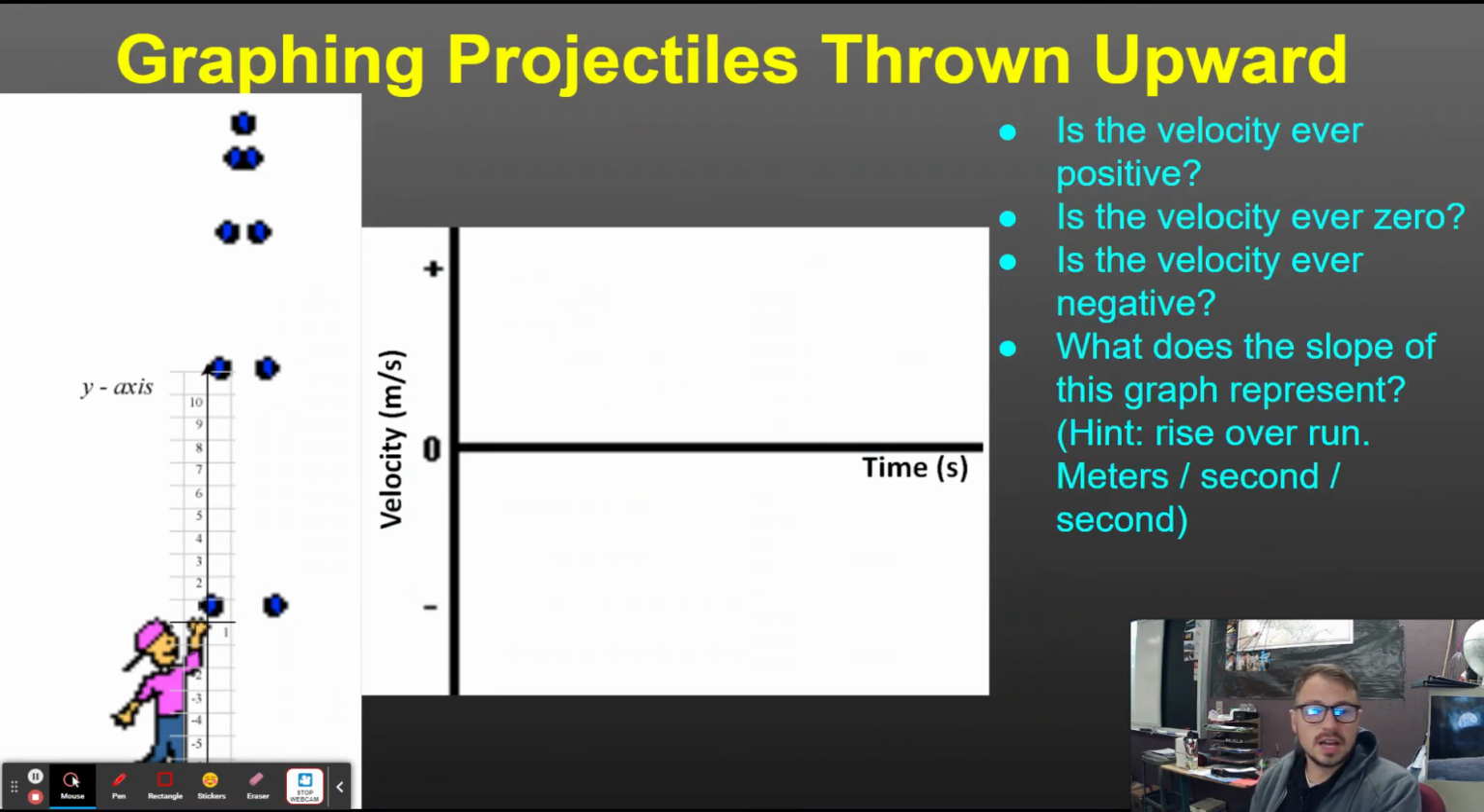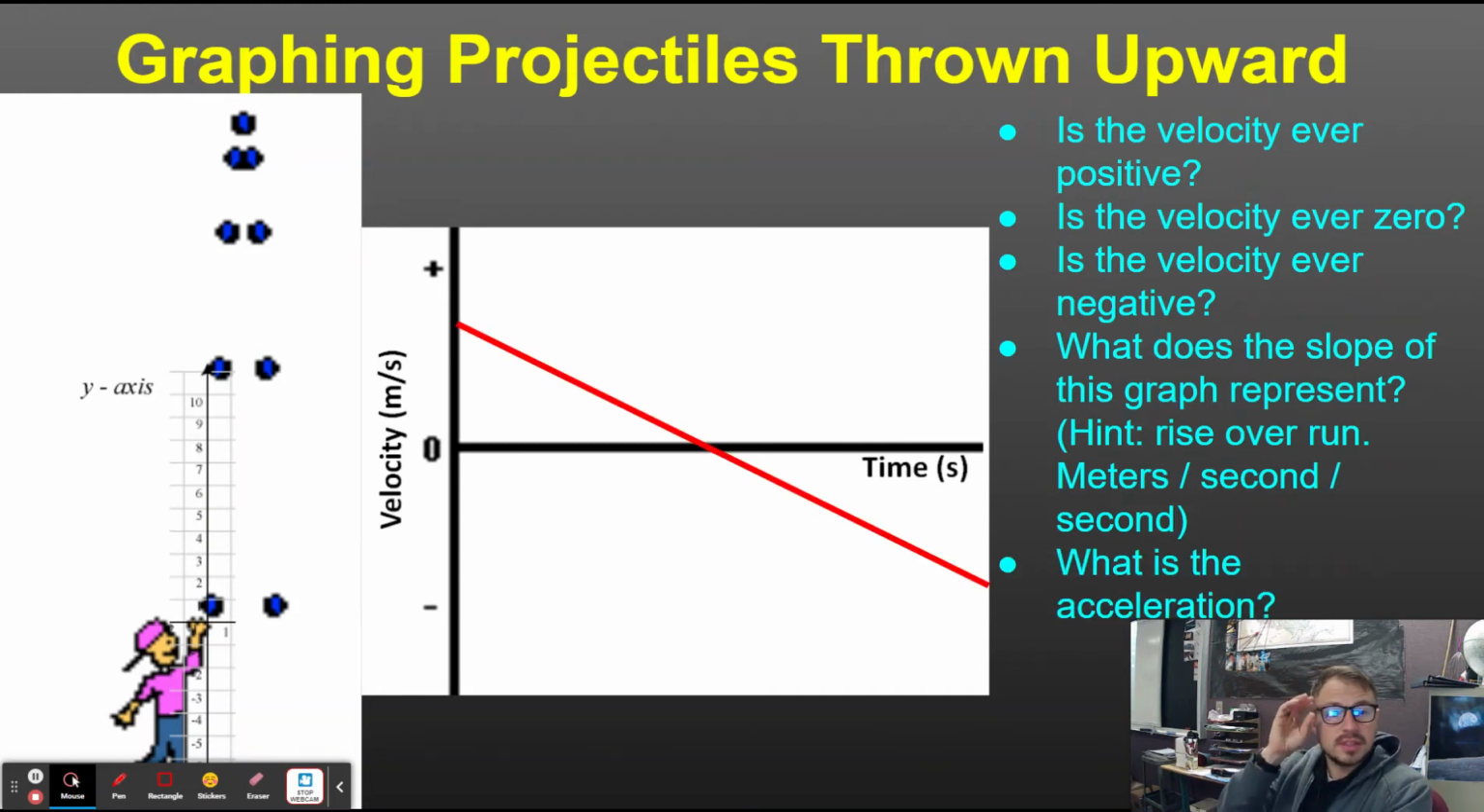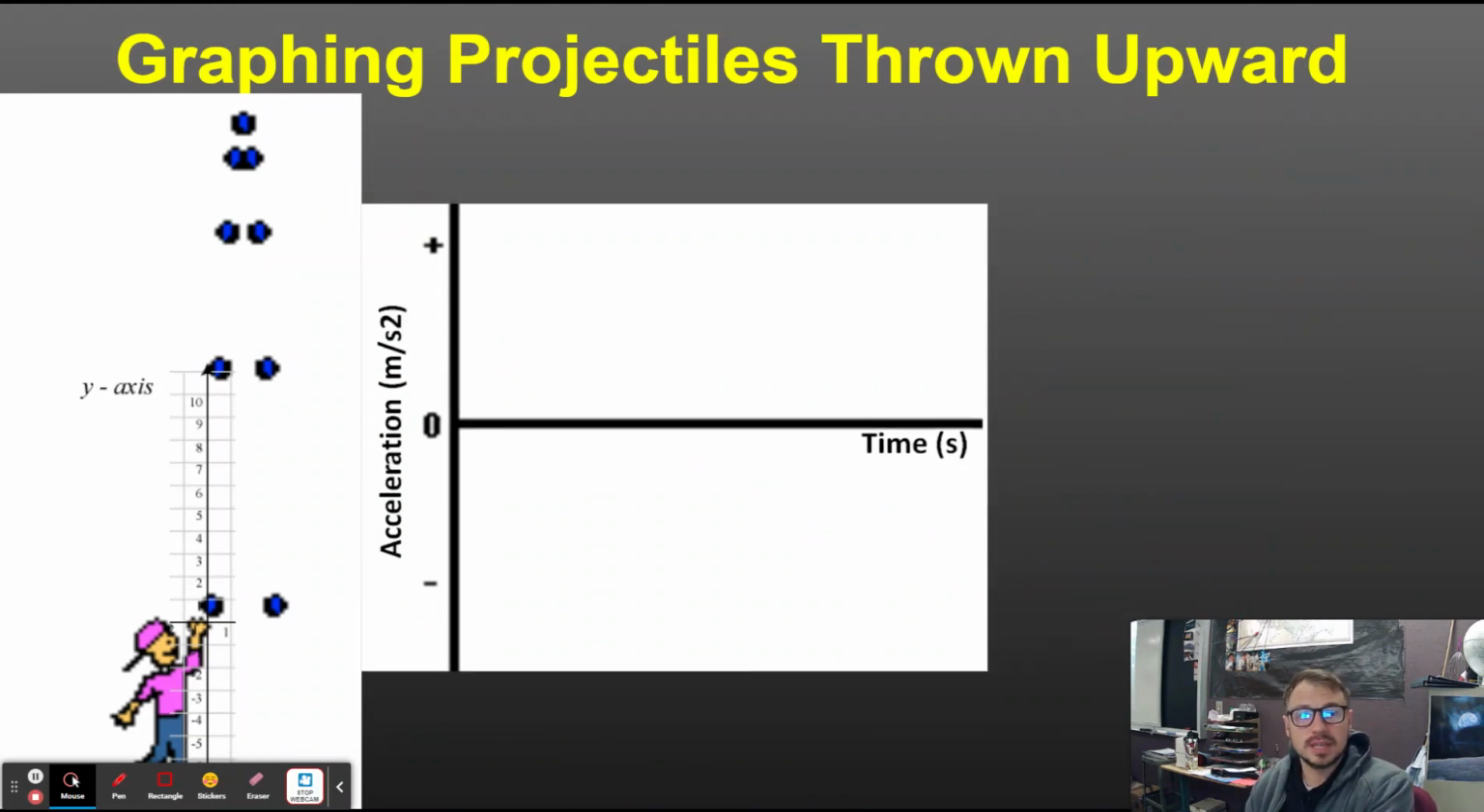So now let's take a look at the velocity versus time graph. If I were to graph the slope of my position versus time, this would be that graph. Notice it's positive as the object's moving up, it's negative as it's moving down, and it crosses the horizontal axis at the peak.